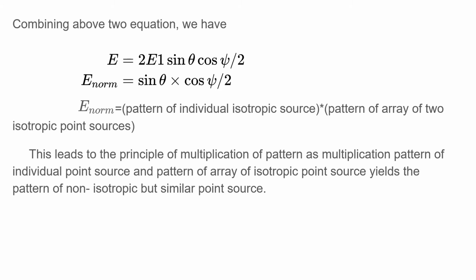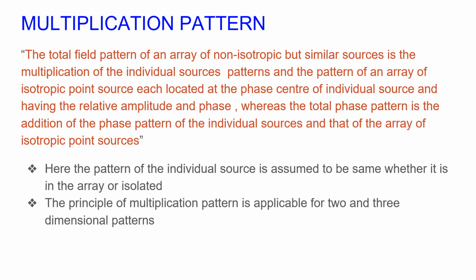So basically we will be multiplying the fields of individual isotropic sources, and the phase angle will be added. So pattern multiplication: the total field pattern of an array of non-isotropic but similar sources is the multiplication of the individual source patterns and the pattern of an array of isotropic point sources, each located at the phase center of the individual source, having a relative amplitude and phase. So the field values will be multiplied and the phase values will be added.